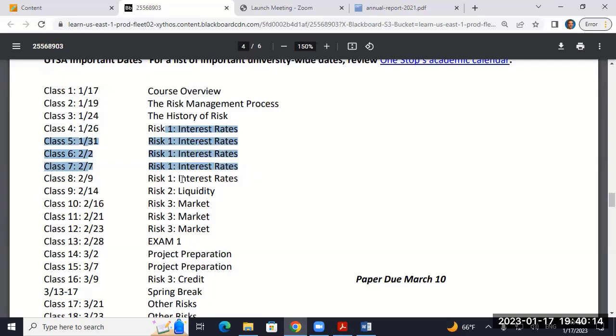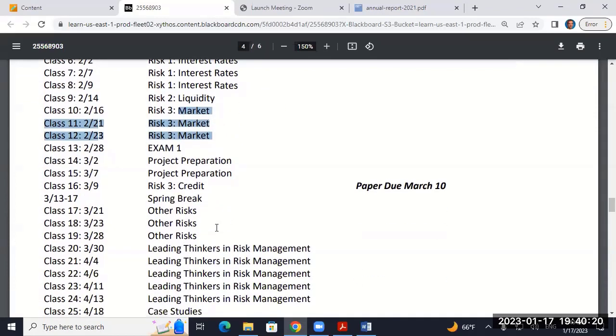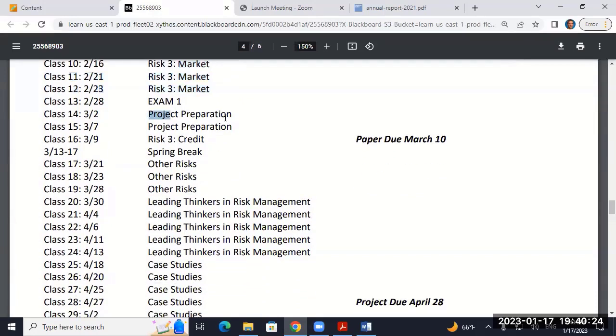So we'll spend some time there, talk liquidity, then spend quite a bit of time on market risk, which is where you're going to do your paper 1. It's going to be on market risk. And we'll talk more about it as we can. We'll see how I'm going to do these 2 days. I haven't decided quite yet.